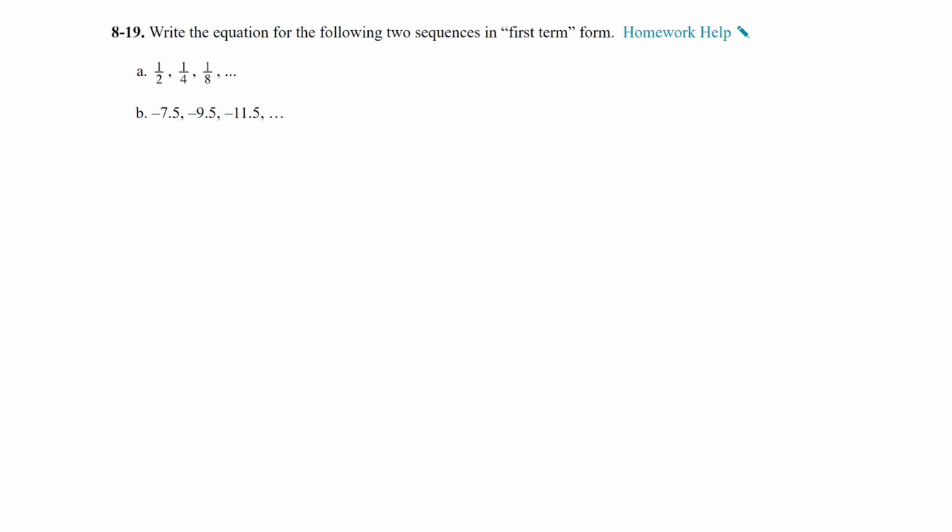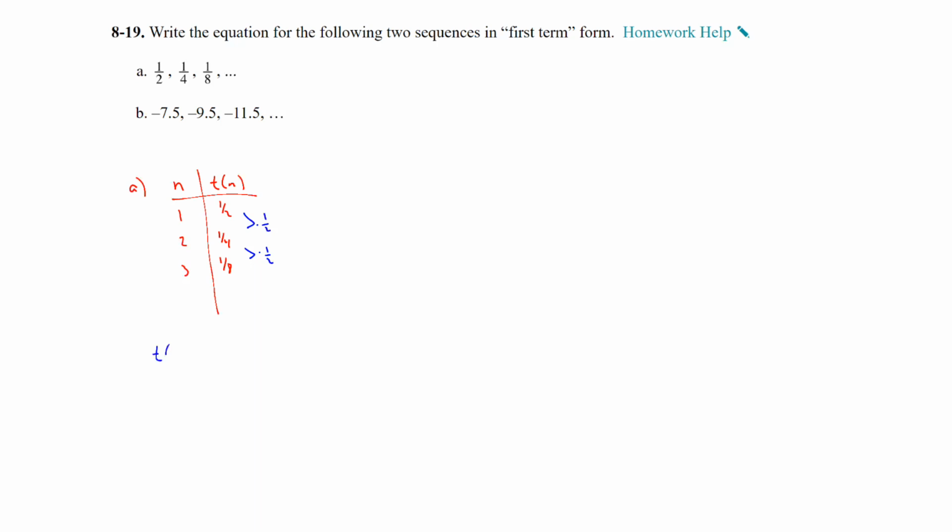Question 19. Write the equation for the following 2 sequences in first term form. Go ahead and set this up in table form. Just kind of helps see things a little bit better. So term 1 is 1/2, term 2 is 1/4, and term 3 is 1/8. So what is happening from one term to the next? It's being multiplied by a half each time. And so therefore the first term is a half and our multiplier is a half.